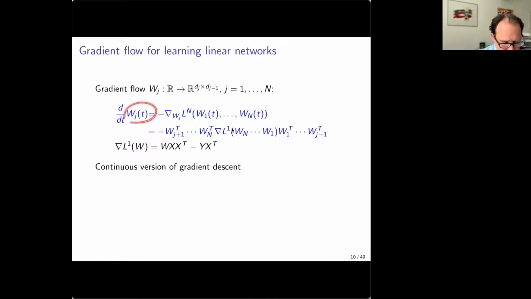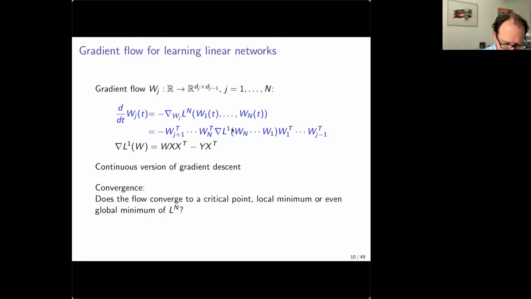For each of these matrices, we introduce a time variable. And so that's then the gradient flow. And actually, we can rewrite this in terms of the gradient with respect to the function L1, where we just have one matrix, and it looks like this. Okay, and the point is, if we do this and then form again the product of these single matrices, then we again introduce a flow in the product matrix, but this is a different flow than the gradient descent just for one matrix. So it's a different algorithm. And so the first question is about the convergence. Does the flow converge to a critical point, local minimum, or even global minimum of Ln?